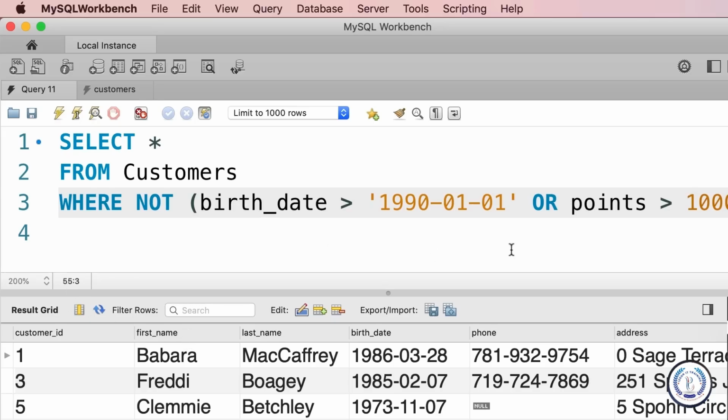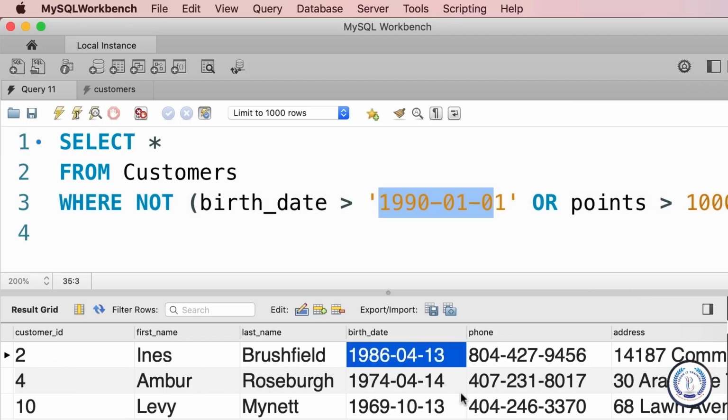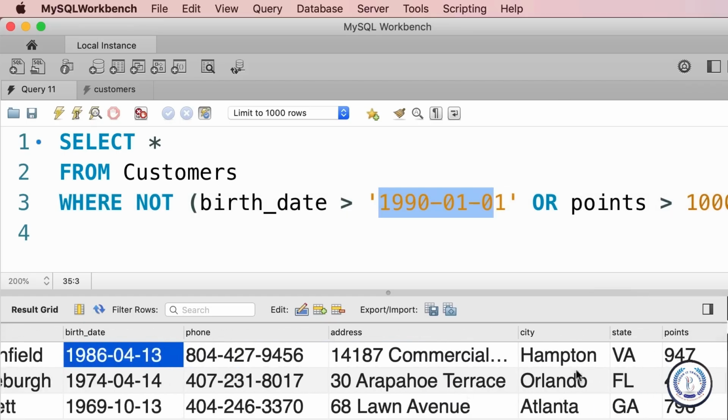Now when we execute this query, we'll see other customers that are not in the current result set. Let's take a look. So instead of customers with IDs 1, 3, 5, 6, and so on, we get the customers with IDs 2, 4, and 10. Now, technically, these customers were born before 1990, and they have less than 1,000 points. So if you look here, this first customer was born before 1990, and he has less than 1,000 points. How did I know that?